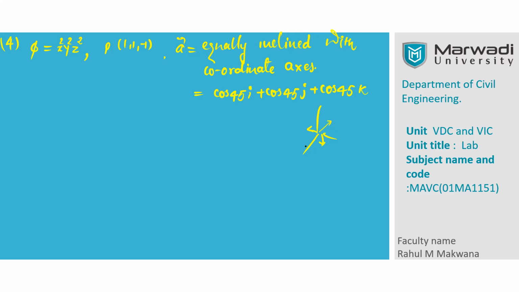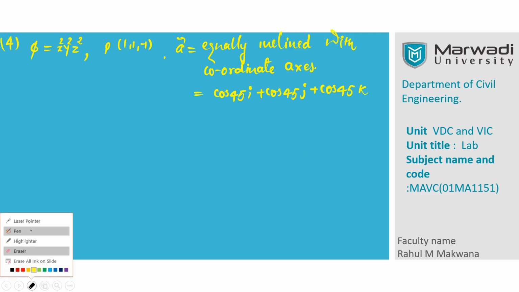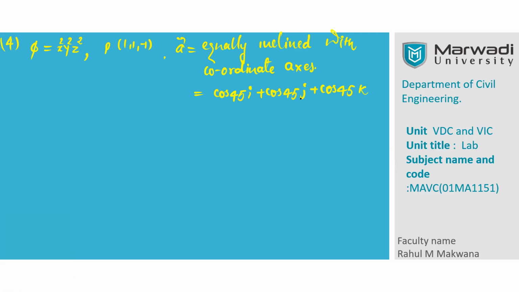Same angle of inclination with all the axes, that is 45. And in a vector we usually consider the cos function. So it is cos 45 i plus cos 45 j plus cos 45 k. 1/√2 i, j, and k will be vector A. Okay.